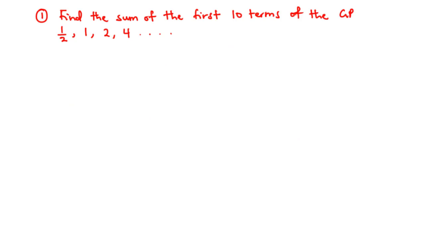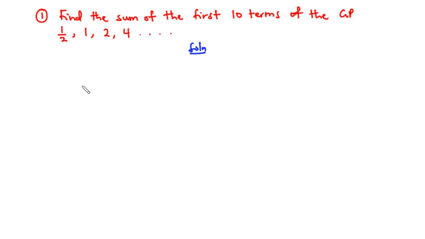So let's take our first example on the sum of the first n terms of an exponential sequence. Example 1. Find the sum of the first 10 terms of the GP, 1 over 2, 1, 2, 4, and so on and so forth. We are going to find the sum of the first 10 terms of this exponential sequence.